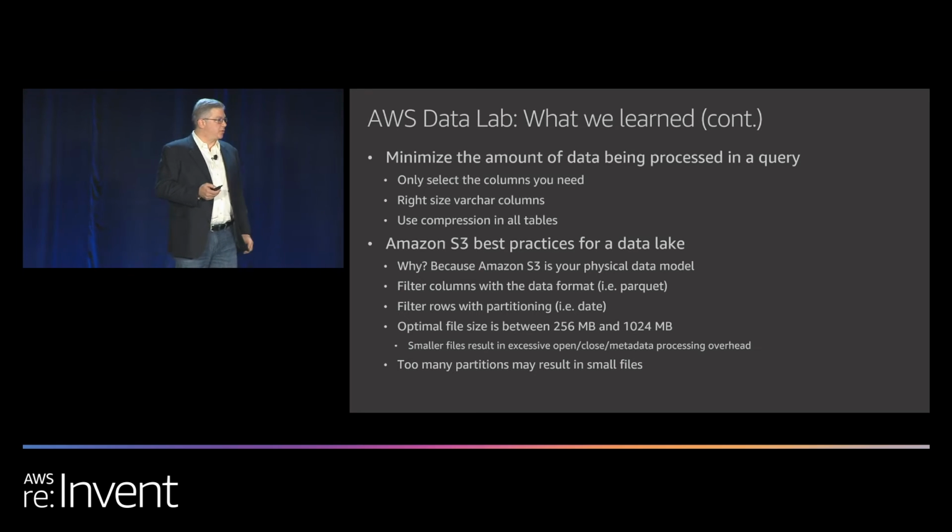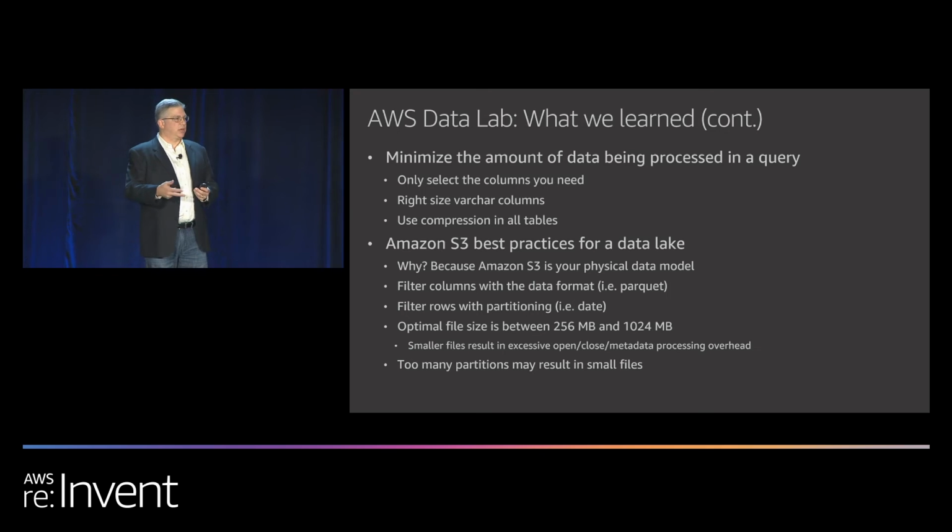You can filter columns with your data format. Parquet is a columnar format. If you're going to pull in a row and you only need 3 columns, you're only going to touch 3 objects in S3. If you're going to do it with the CSV format, you're going to pull in the entire row and throw away 7 columns. So using Parquet is more efficient, at least in this particular use case.